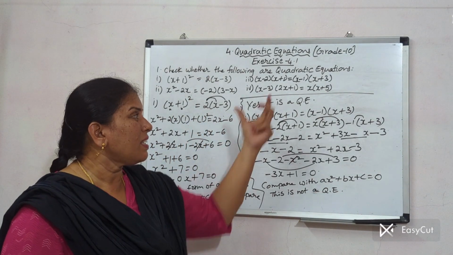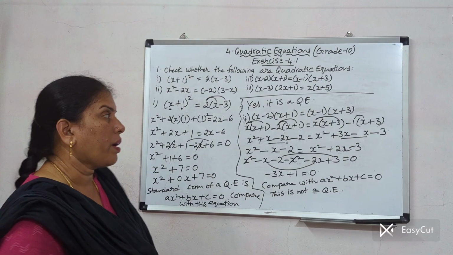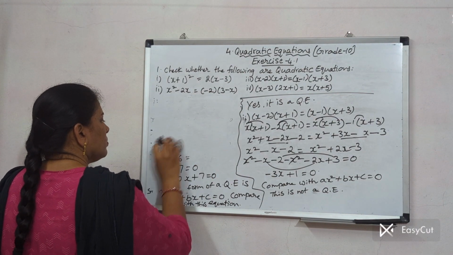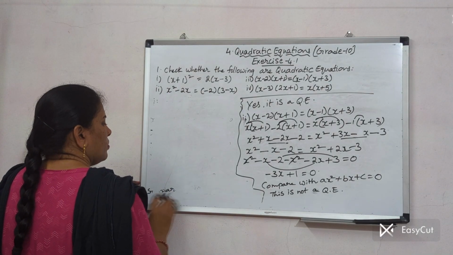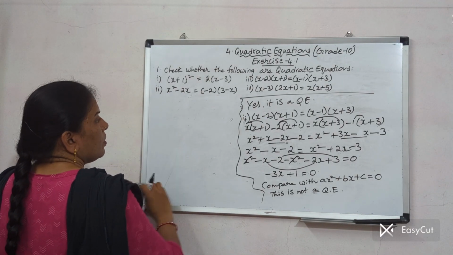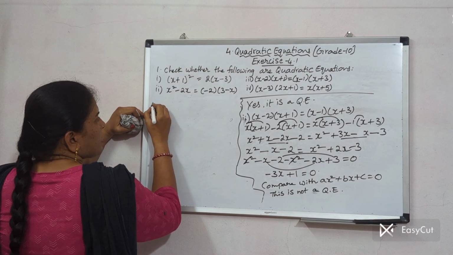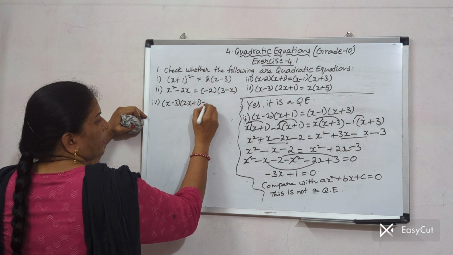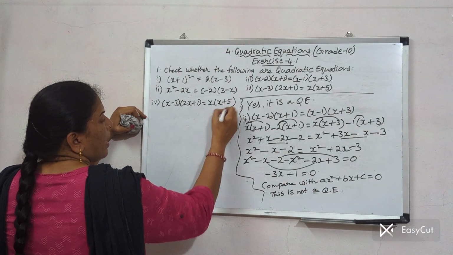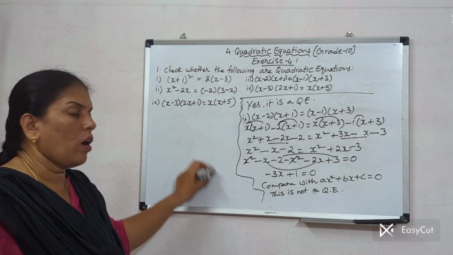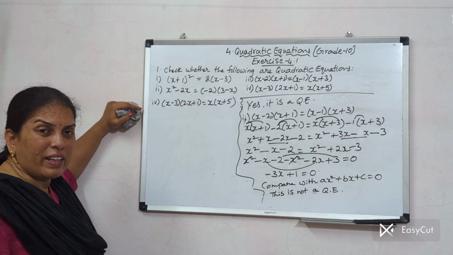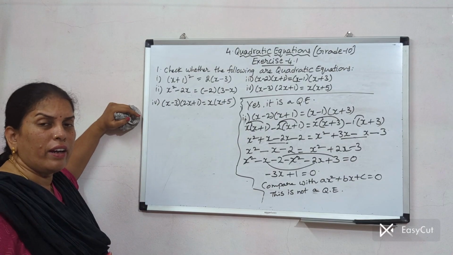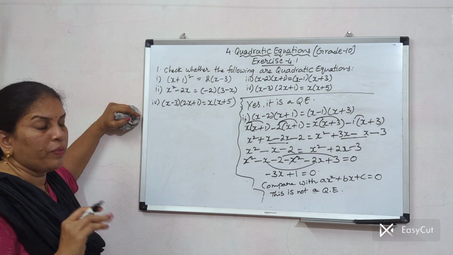All of you understood? Like this, we must solve the given question. Okay. What is the next question? Fourth one. x minus 3 into 2x plus 1 equal to x into x plus 5. Now, see here, nothing is there. Very easy. Wherever simplification is possible, you can do that simplification. At last, you can compare with the equation. That is the main thing.